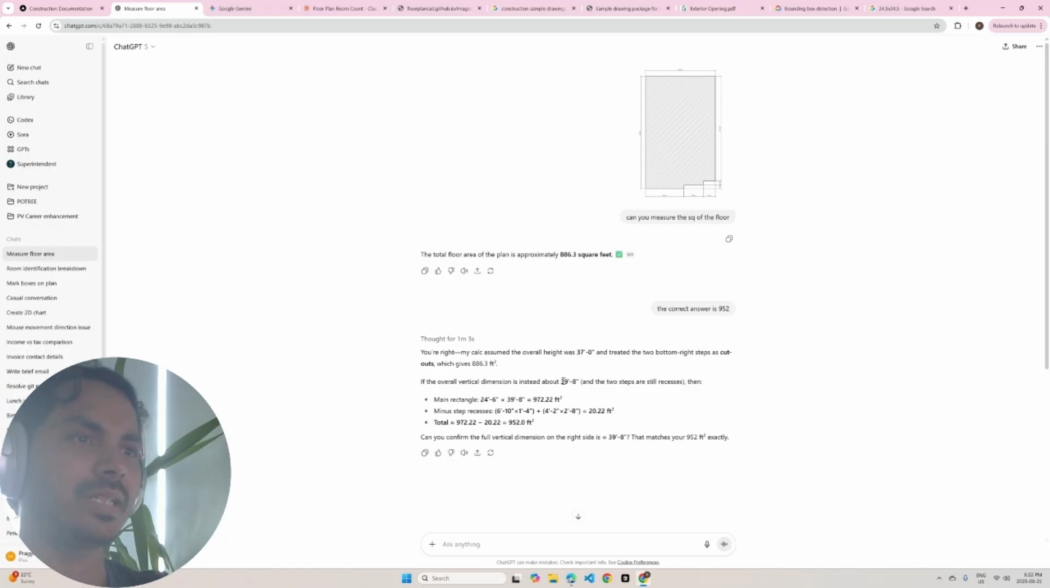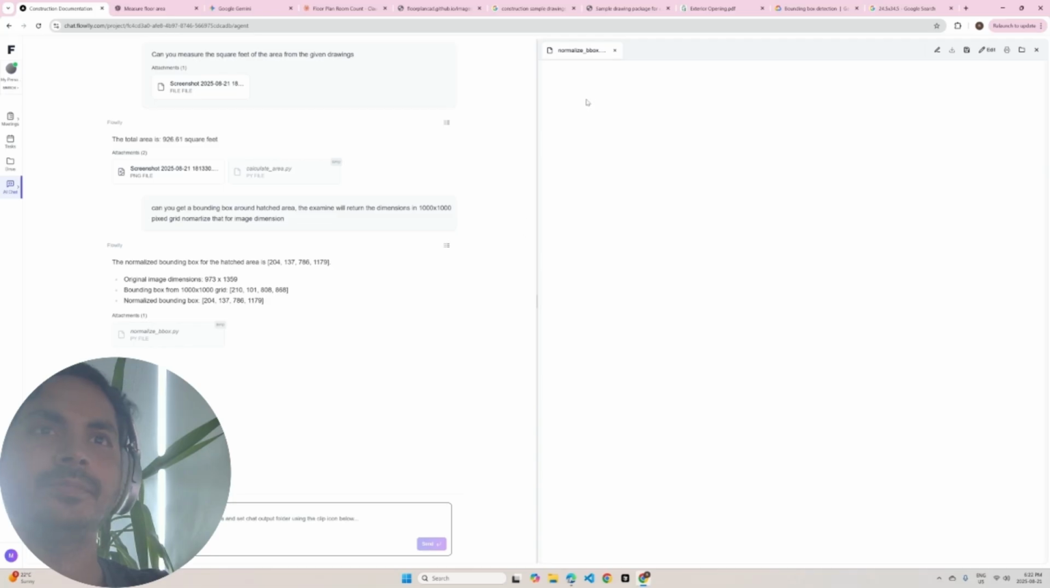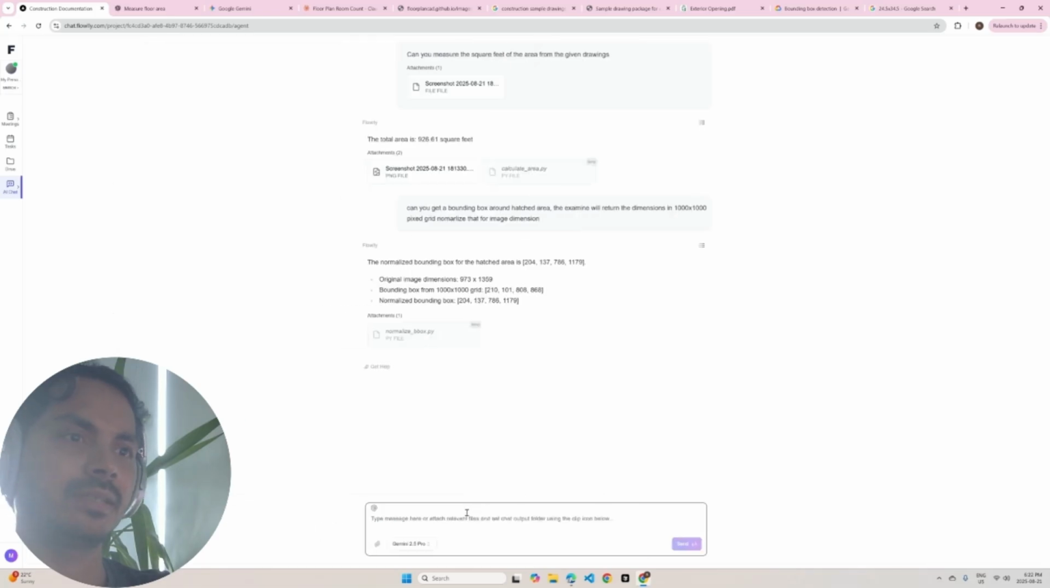But this one did. So it said, "You're right. My calculation assumed that overall height was 37 and treated the cutout as the overall." Okay, yeah. So actually, these didn't get the dimensions correctly. It didn't mark the drawing. Can you mark the drawing? Let's see if it can mark the drawing and give me the drawing.